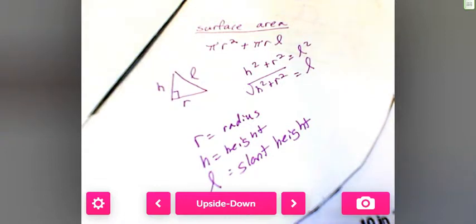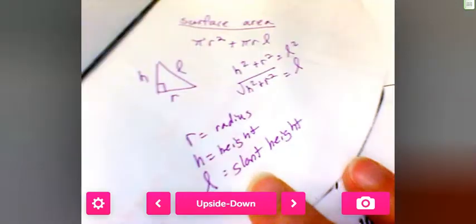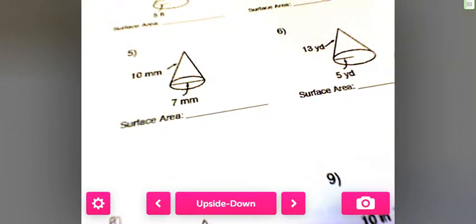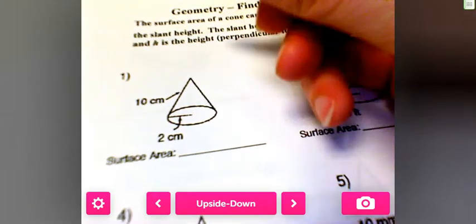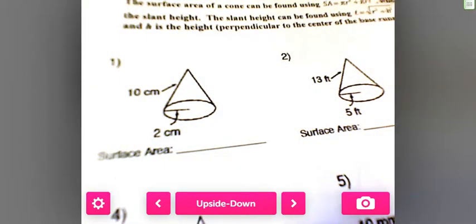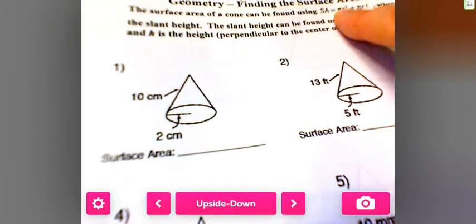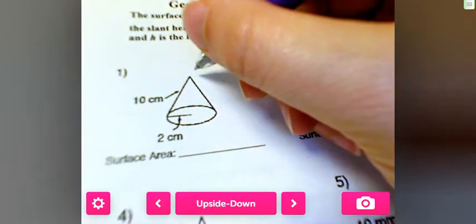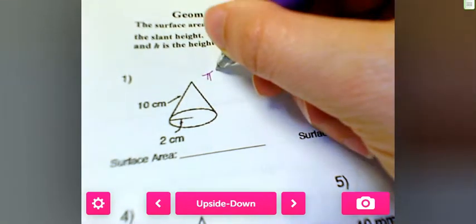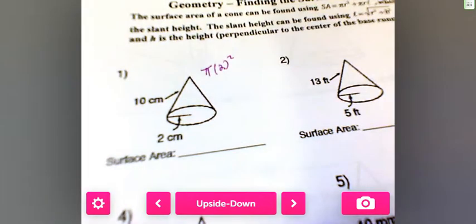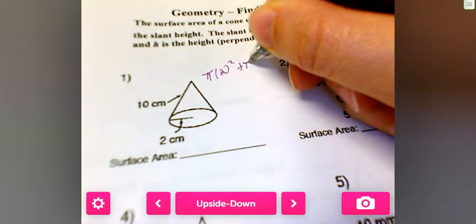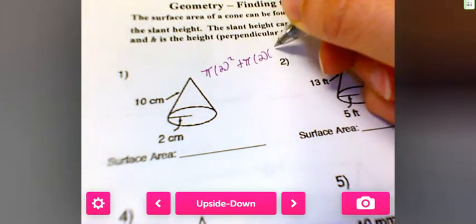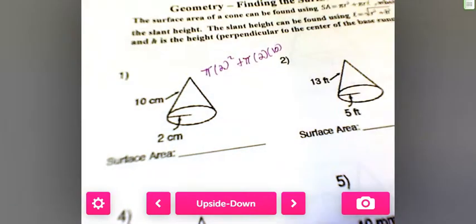Okay, I'm going to move this, but I will put it back up when I'm done in case somebody didn't get it. I'm going to look right at number 1. Okay, so I know the formula for surface area. It's right at the top of my paper right here. So I'm going to say pi 2 squared plus pi 2 times 10. And I'm going to put that in my calculator.